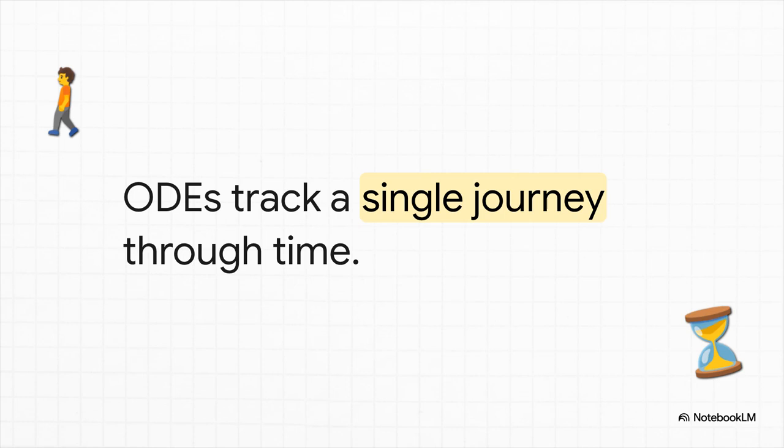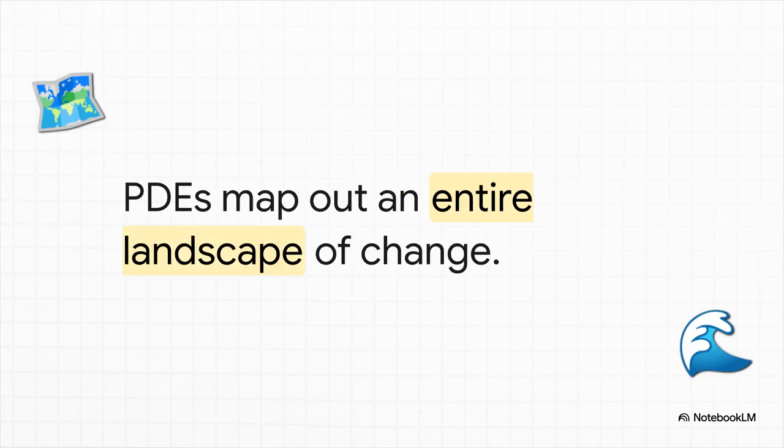So a really simple way to picture it is like this. An ODE is tracking a single car driving down the highway. It follows that one path, that one journey through time. A PDE, though, that's not just one car. It's like a satellite image of the entire city's traffic grid. It's not just one path. It's mapping out a whole landscape of change, showing you what's happening everywhere, all at once.